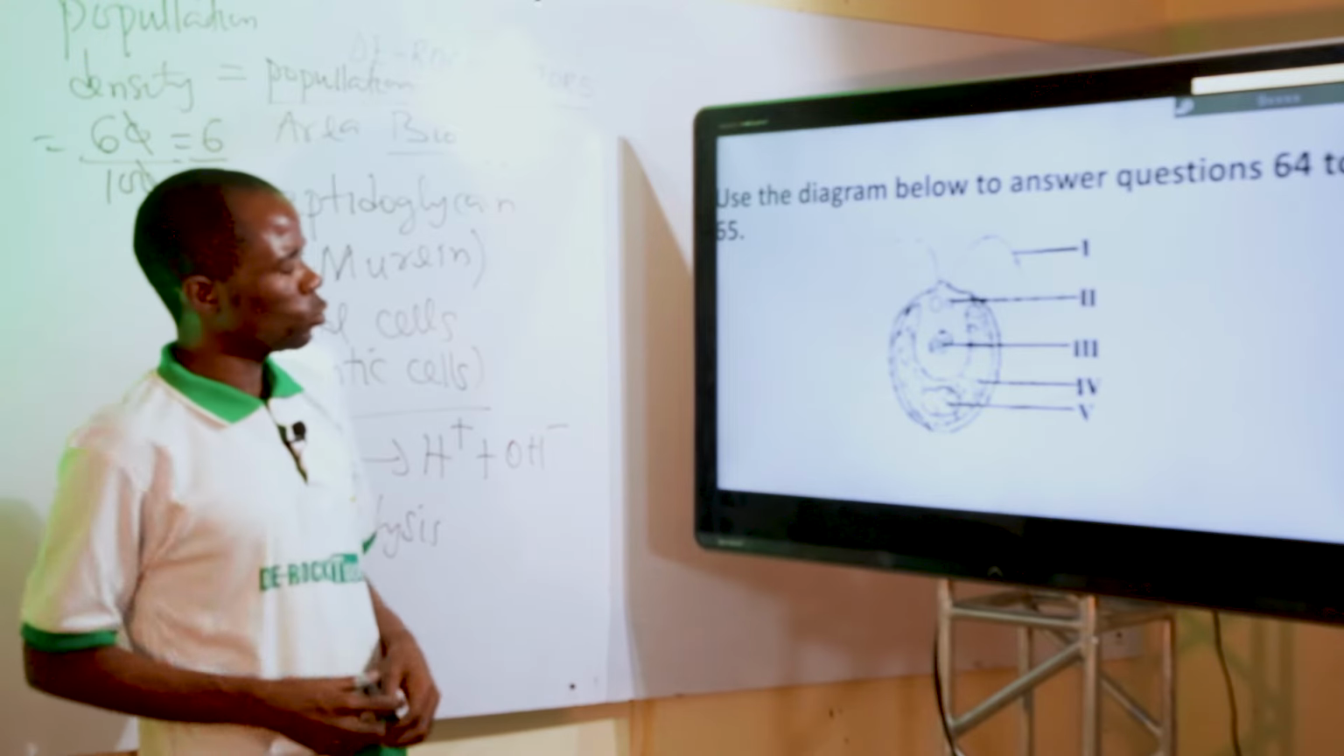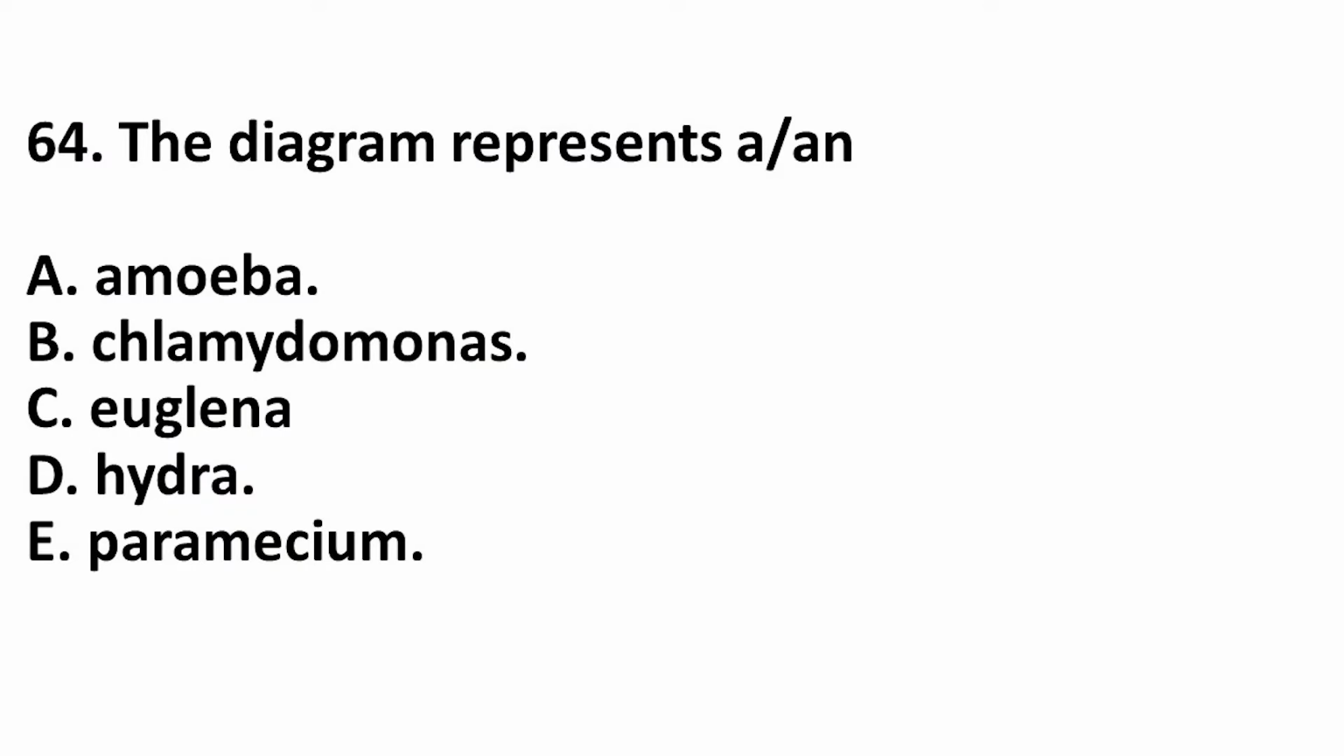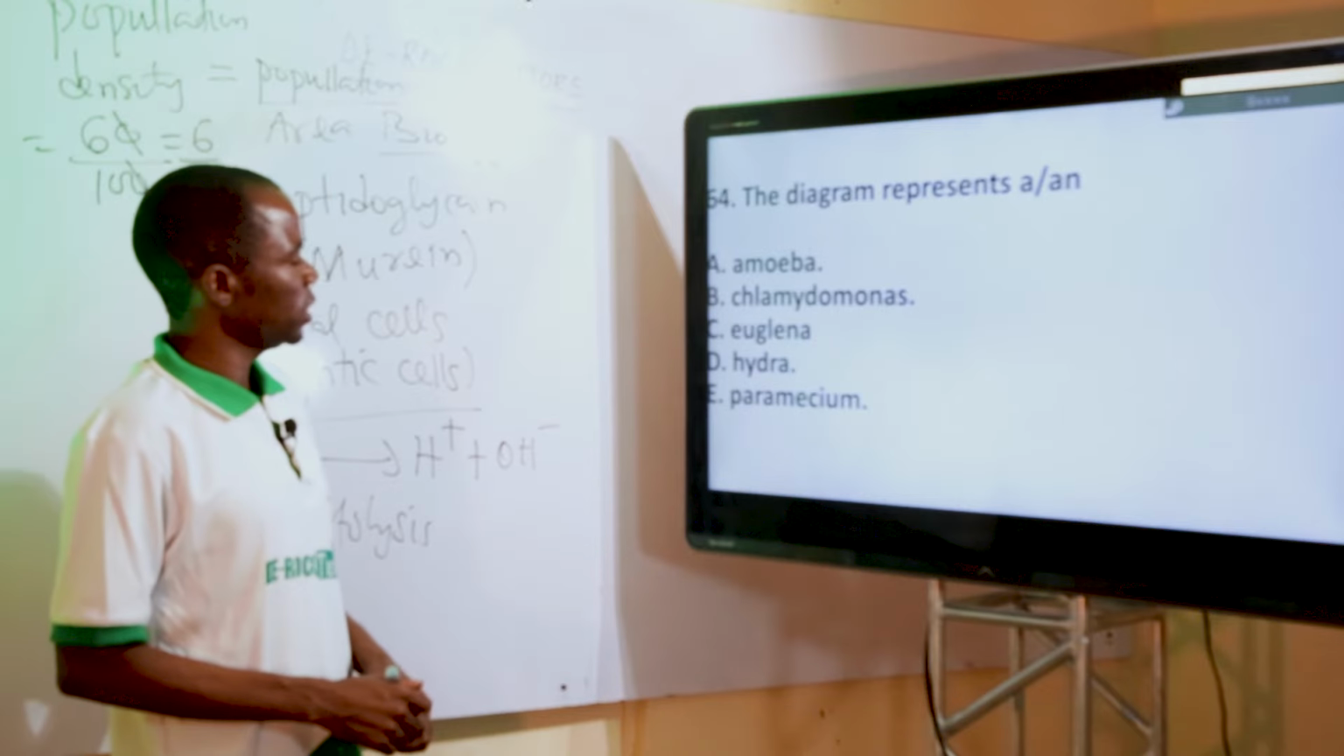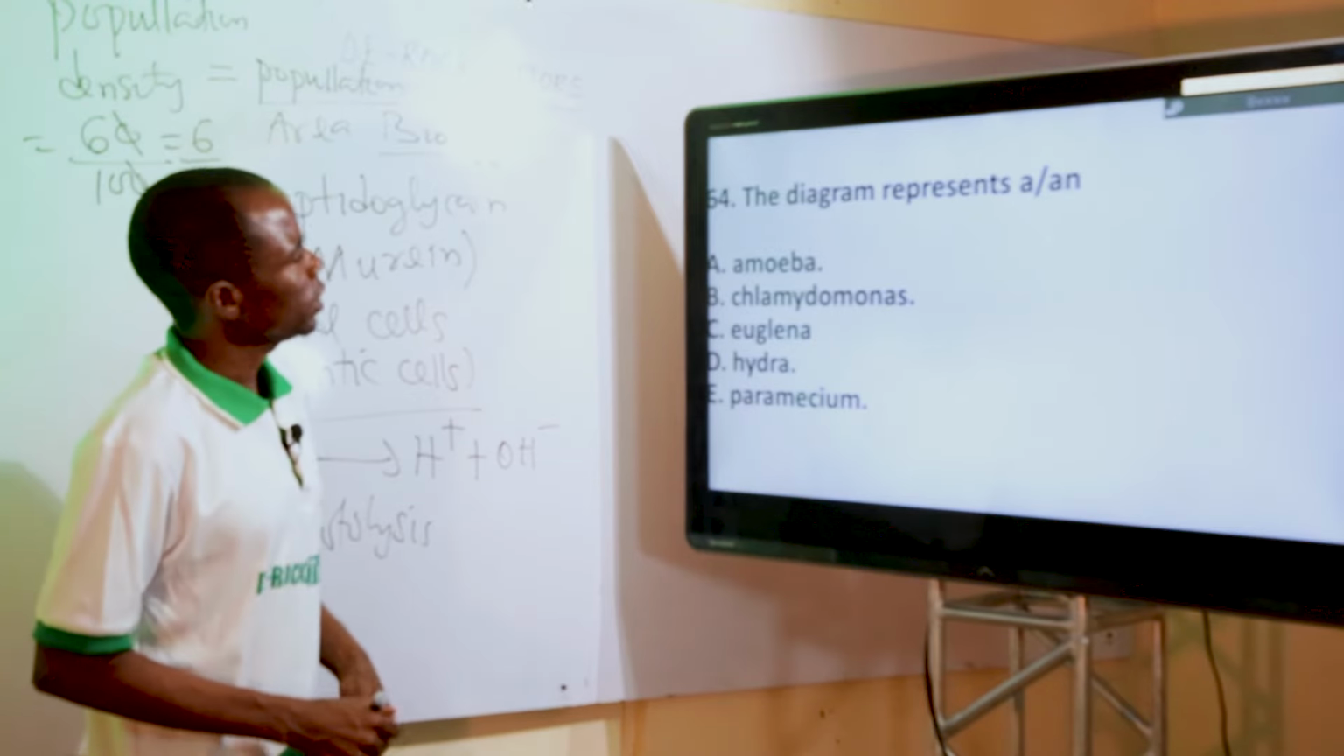So let's look at what question 64 has to say. The diagram represents a or an. Like I've said earlier, it's a diagram of a plant called Chlamydomonas. So the correct answer for number 64 is definitely B. Let's look at number 65.